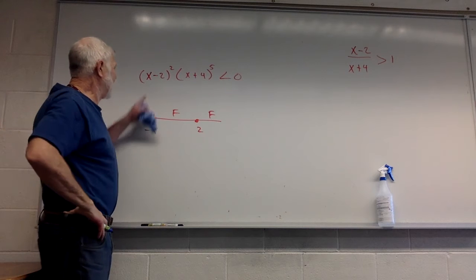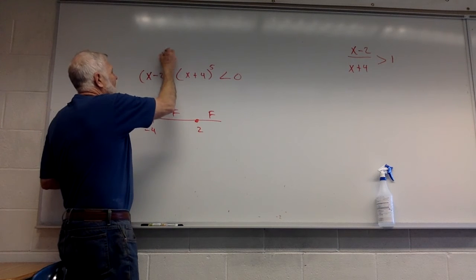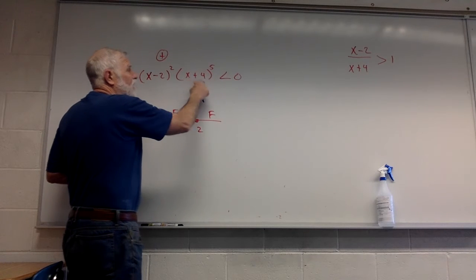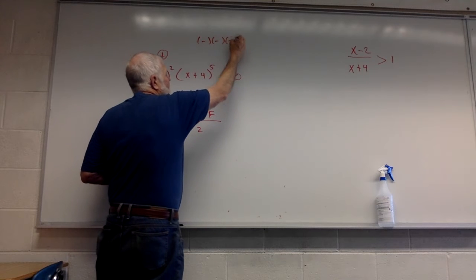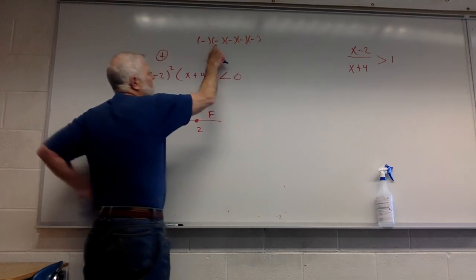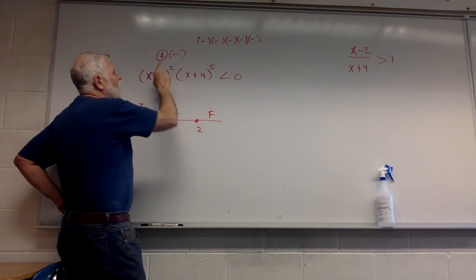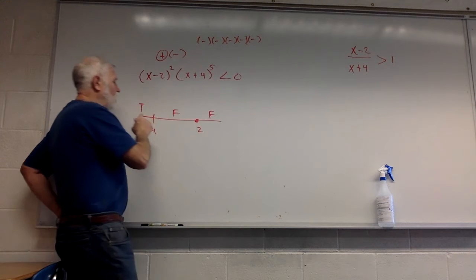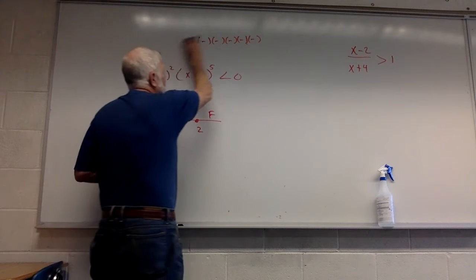Okay. You can put -1,000,000 in here. -1,000,000 minus 2 squared, well, it's going to always be positive. -1,000,000 plus 4 to the 5th. Well, -1,000,000 plus 4 is a negative number. And if I do that 5 times, negative times negative, positive, negative, positive, negative. I get a negative. What's a positive times a negative? A negative. Is a negative less than 0? True.